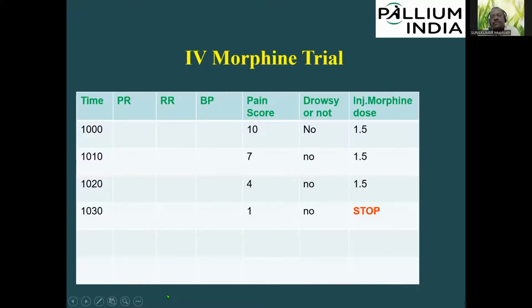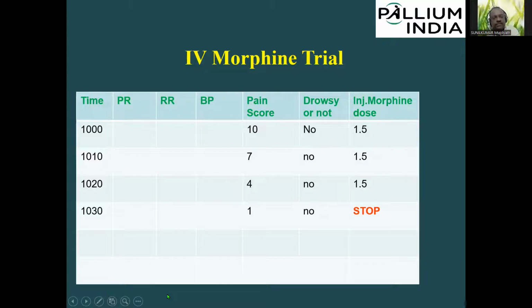So when you give an injection morphine trial, you can make a chart like this, which includes time, pulse rate, respiratory rate, blood pressure, pain score, is the patient drowsy or not, and what is the dose of injection morphine you have administered. Suppose this patient came to us at 10 o'clock. You record the vitals. You ask the pain score. Patient says it's 10 by 10. And you see that the patient is not drowsy. Then you will give the first dose of injection morphine. You give 1.5. Wait for 10 minutes. And again, look for all the vitals. Ask the pain score. Is the patient drowsy? No. Then you can administer the next dose.